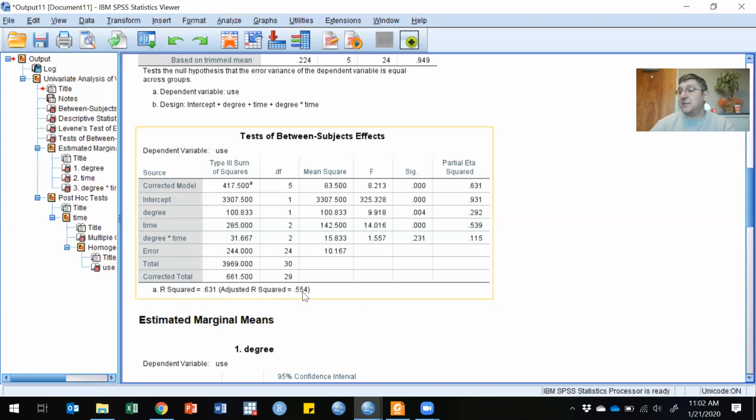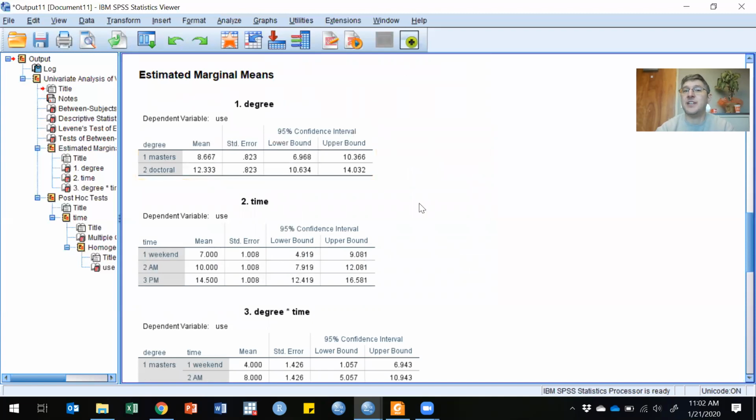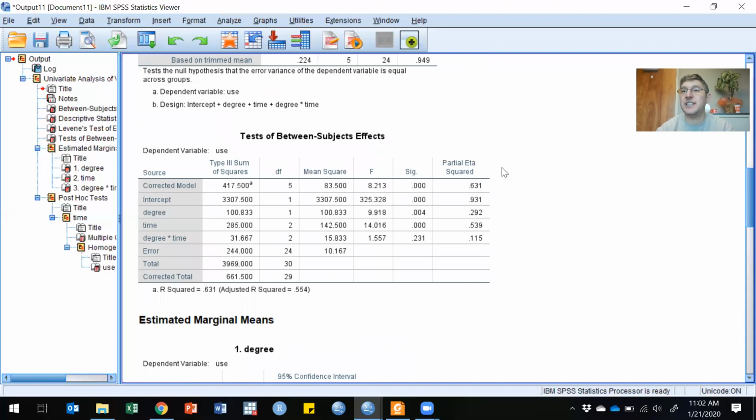So that is basically what we would do for a factorial ANOVA with no interaction effect. Remember, the first thing we do is look at the significance of the interaction term. If it's not statistically significant, then we'll go and interpret these main effects. If it is statistically significant, as we'll see in the next video, then we'll perform the simple main effects analysis.